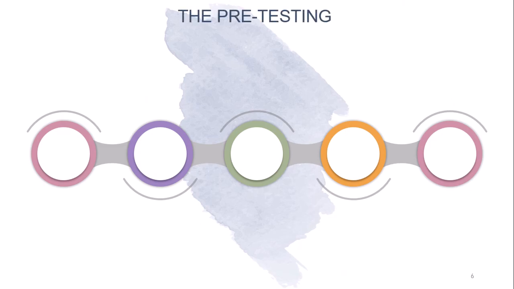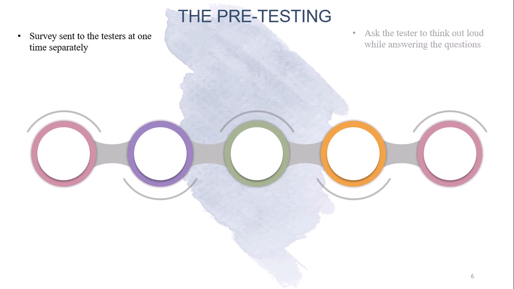Once you have found your testers, ask them to complete the survey one at a time separately. The testers should complete the survey the same way that it will be completed in the actual project. Suppose it's an online survey, they should complete it online. While they are completing the survey, ask them to think out loud.